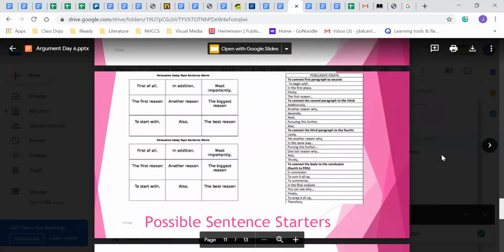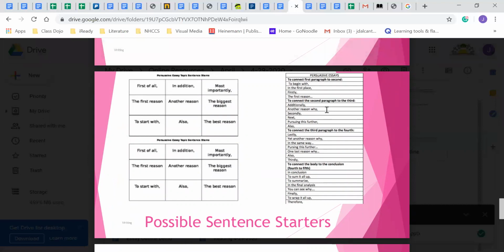I gave you some sentence starters here. This PowerPoint will be shared with you. Look into this and see if it will help you with starting. You have one chart here. You have another chart here.